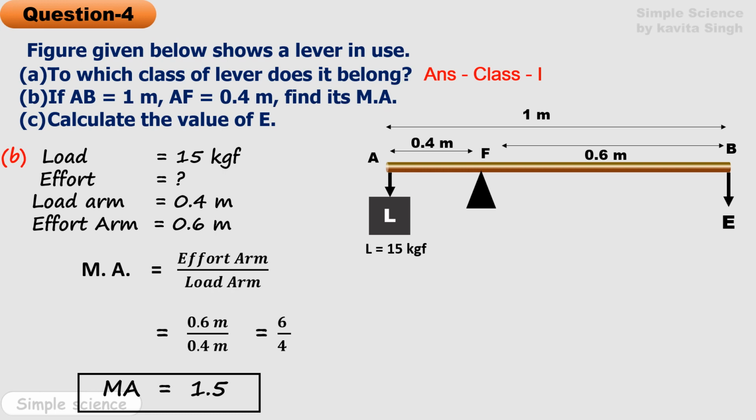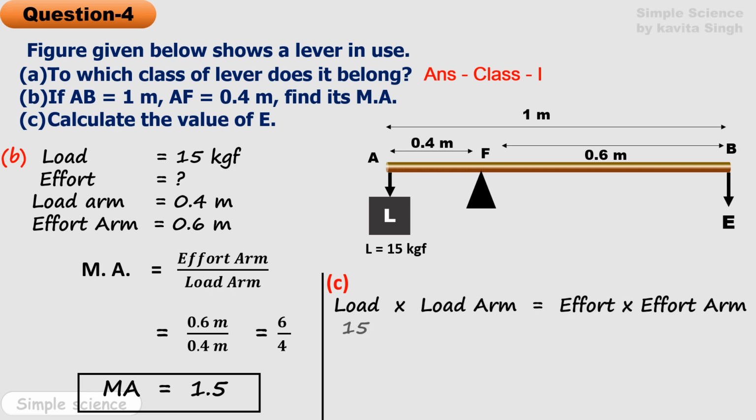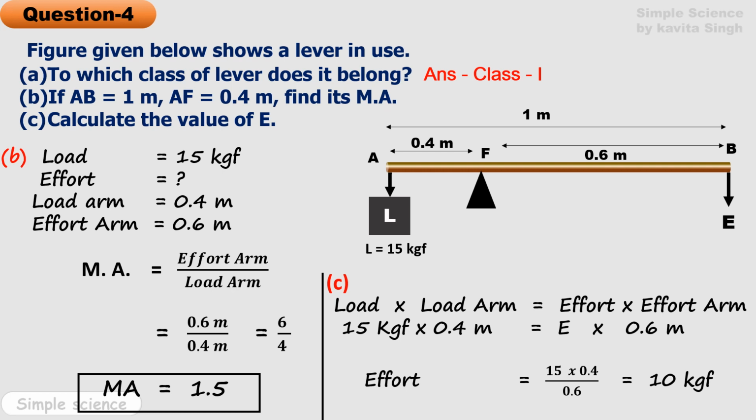So to calculate mechanical advantage, you will use the formula of effort arm upon load arm, which is equal to 0.6 meter upon 0.4 meter. So 6 by 4, that is nothing but 1.5. Now we will calculate the third part, C part. For C part, we will use the principle of lever. Load into load arm is equal to effort into effort arm. Substitute all the values: load 15 kgf, load arm 0.4 meter, effort E, and effort arm 0.6 meter. You will get effort is equal to 10 kgf.